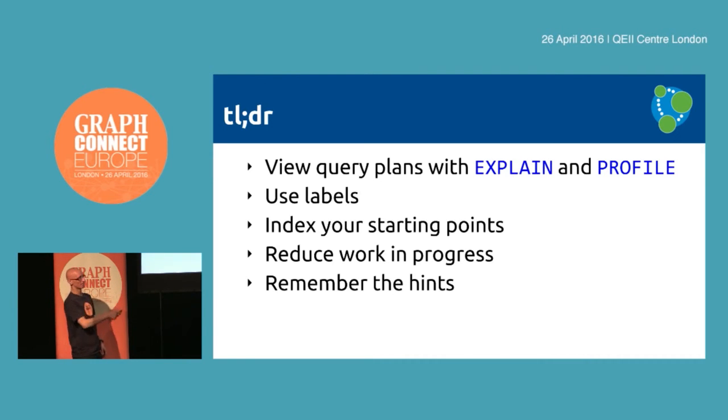So to summarize, have a look at your query plans. If it's not running how you expect, put an explain or a profile on there. Use labels where you can. Put indexes on your starting points, but don't index every single thing, otherwise you'll make Petra mad. Don't want to make Petra mad. And try to reduce your work in progress. This one is sometimes not obvious to see. What is work in progress? You might have to cut out some of your queries. If you have a complicated query that's not running as fast as it could, try deleting parts of it and counting the intermediate bits to work out where it is expanding. That's typically the only real way to figure out what's going on. And remember the hints.